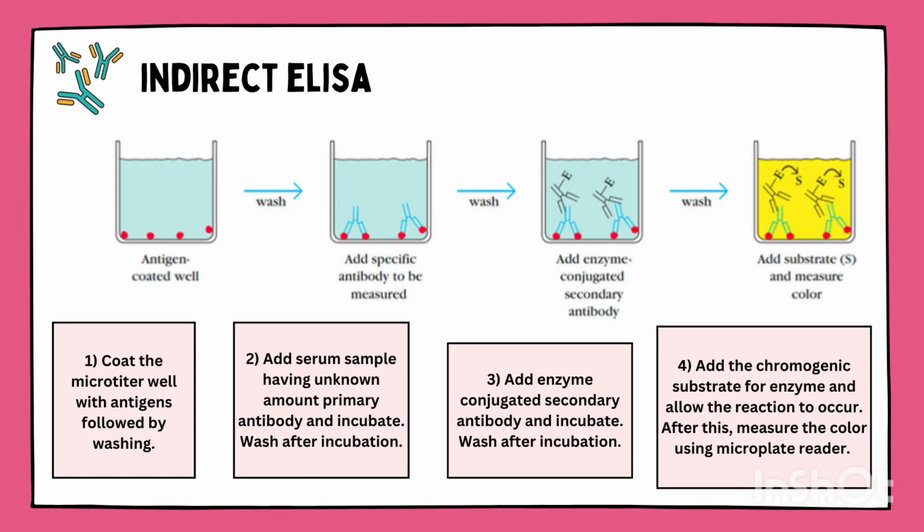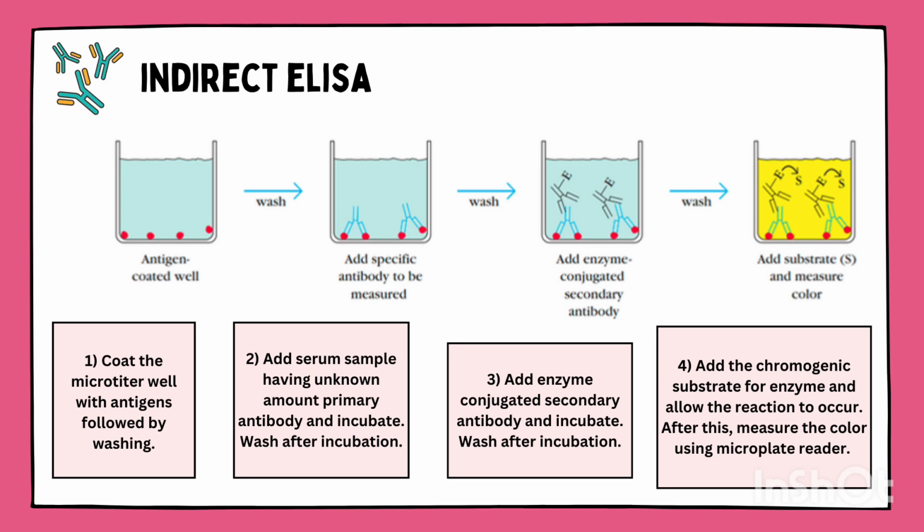Indirect ELISA. The procedure is as follows. Coat the microtiter well with antigen. Wash to remove unbound antigen. Now add serum sample having unknown amount of antibody. This antibody is called primary antibody. Incubate it for some time to allow the binding of antibody to the antigen. Wash to remove the unbound primary antibodies. Now add enzyme conjugated secondary antibody and incubate to allow its binding to primary antibody. Wash to remove unbound secondary antibody. Add the chromogenic substrate for the enzyme and allow the reaction to occur. After this, measure the absorbance of the colored product formed using a microplate reader.